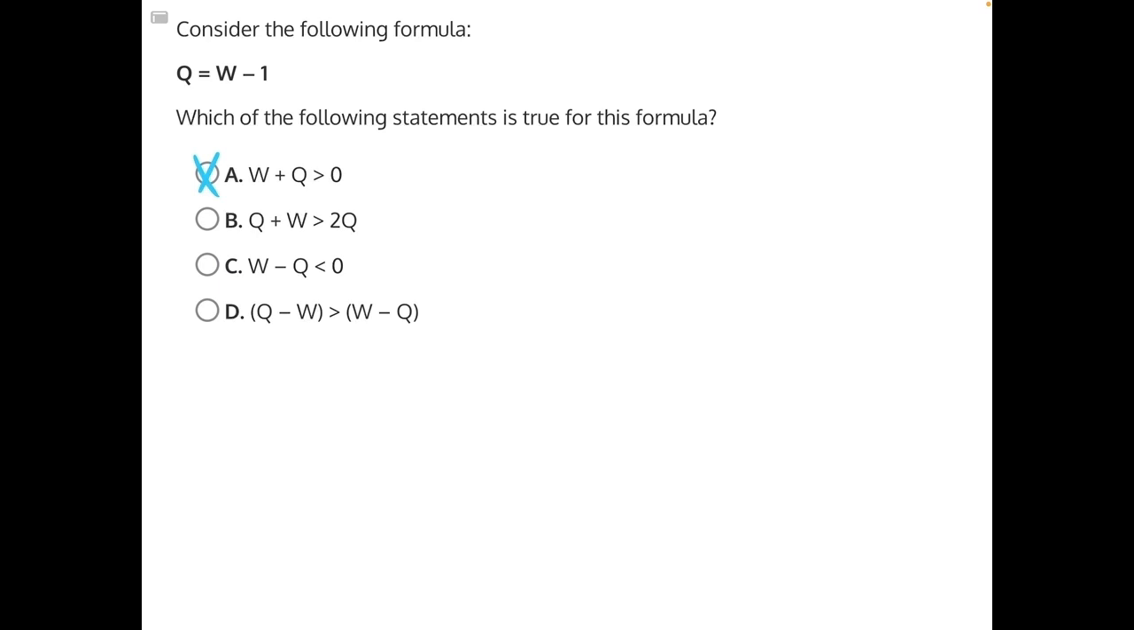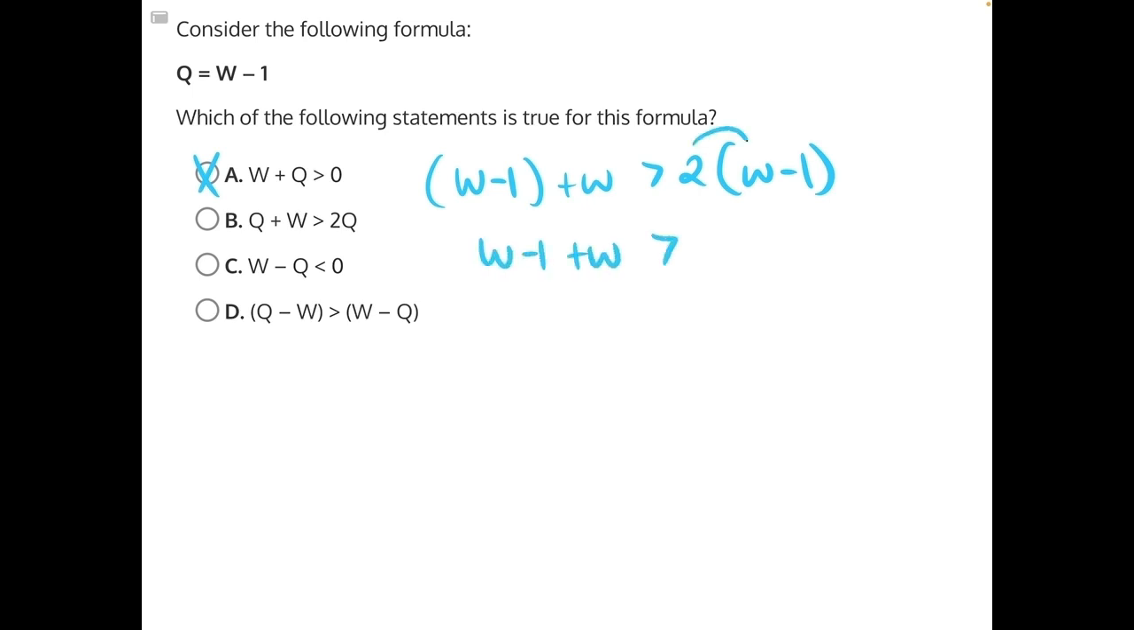We have q, which is equal to w minus 1, plus w is greater than 2q, which we know is equal to w minus 1. Now if we simplify, we'll have w minus 1 plus w is greater than 2 times w gives us 2w, and then 2 times negative 1 will give us negative 2. On our left side, we can combine like terms. w plus w will give us 2w minus 1 is greater than 2w minus 2. Now here we can stop.